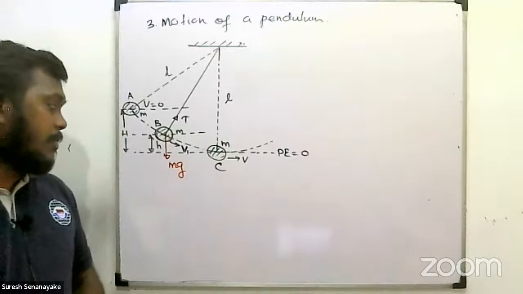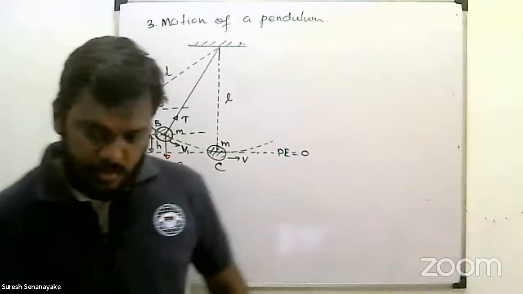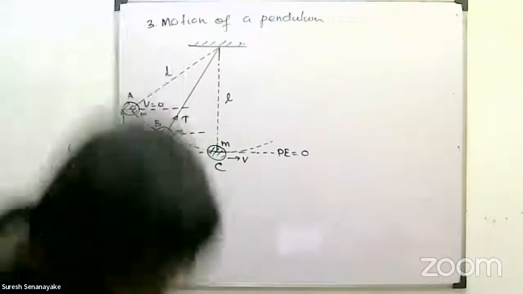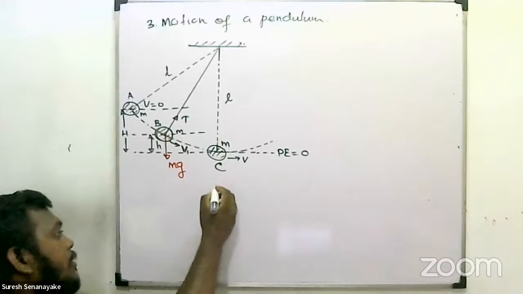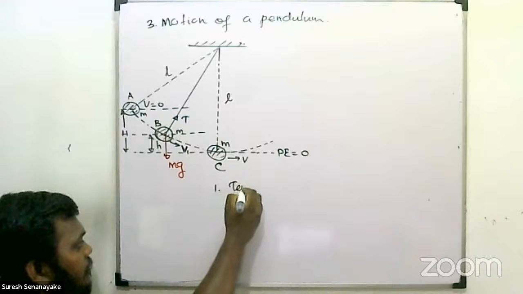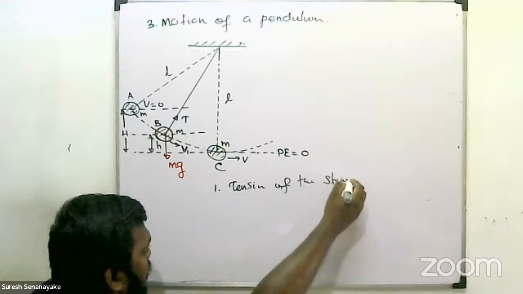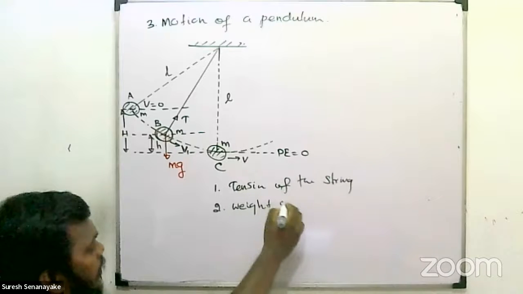We'll discuss some examples. First we write there: in this motion, the forces acting on the pendulum bob are, first one, tension of the string, second one, weight of the pendulum.